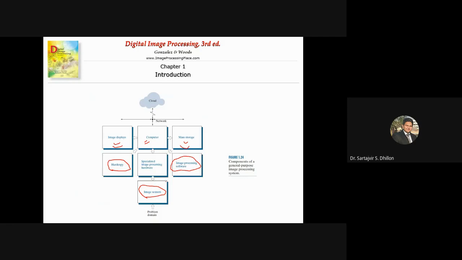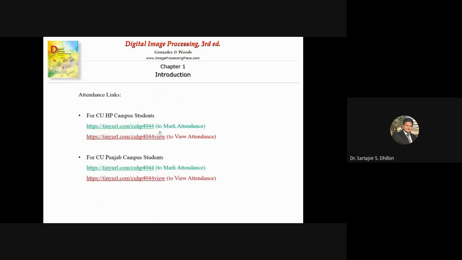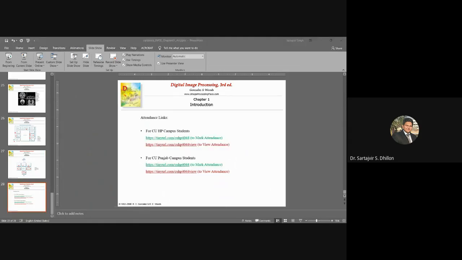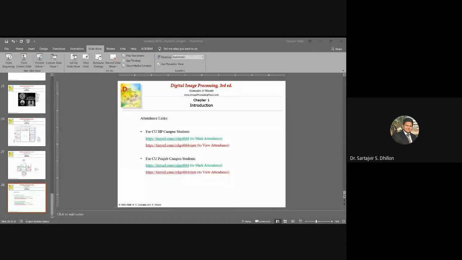So these are the essential components of an image processing system. In order to implement or process any image digitally, you need this type of system, which includes all these steps. If there is any query, please ask me in the chat box, or you can ask me directly.